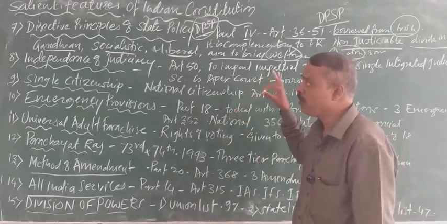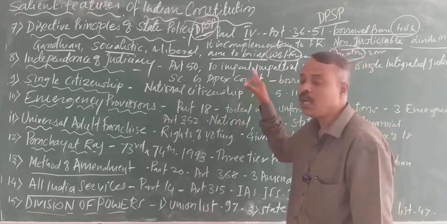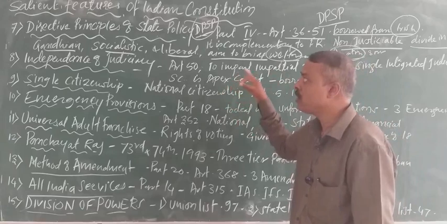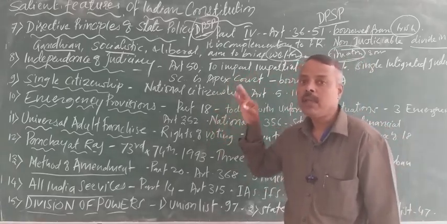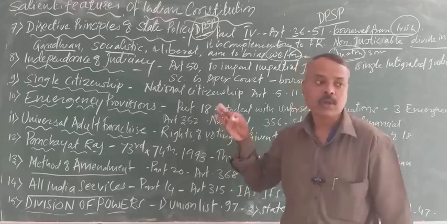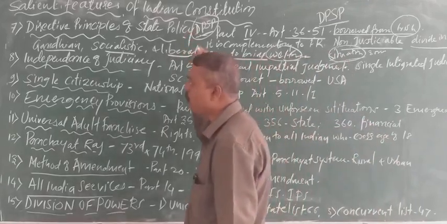So these type of directive principles are directions given by the constitution to the state. State in the sense the government existing. It may be central government, state government, or local governments. So this is a direction or a guideline given by the constitution.